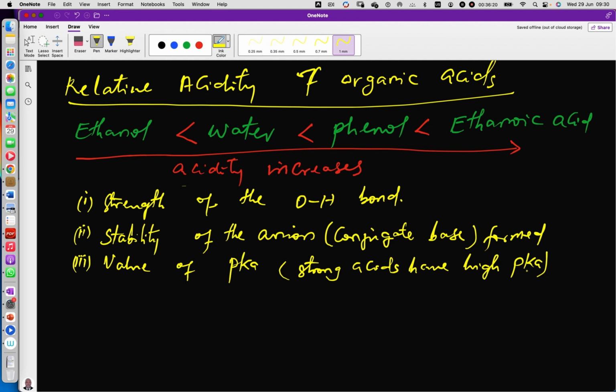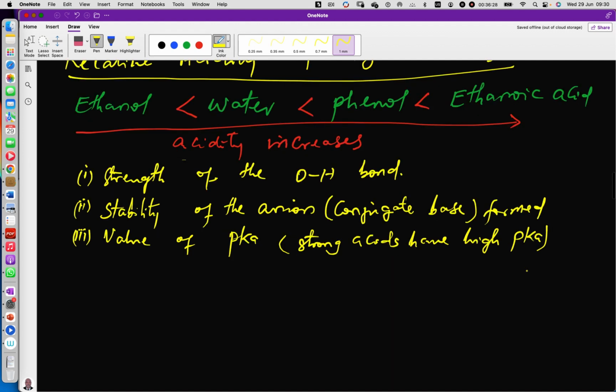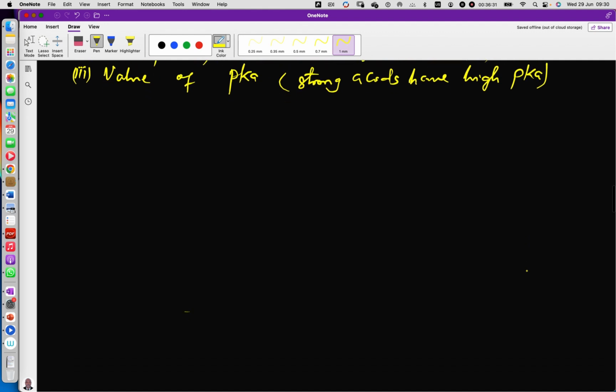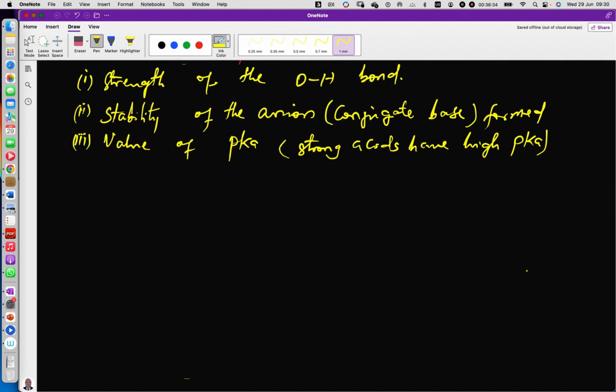Let's start with ethanol. Why is it that ethanol is the weakest? Ethanol, that is CH3CH2OH.